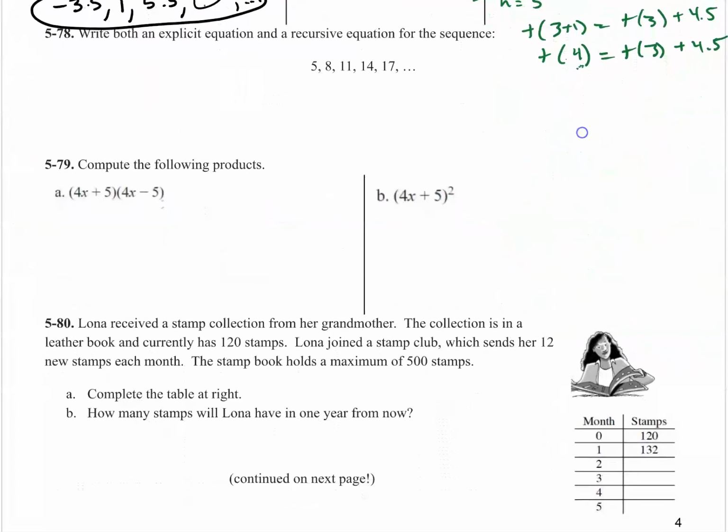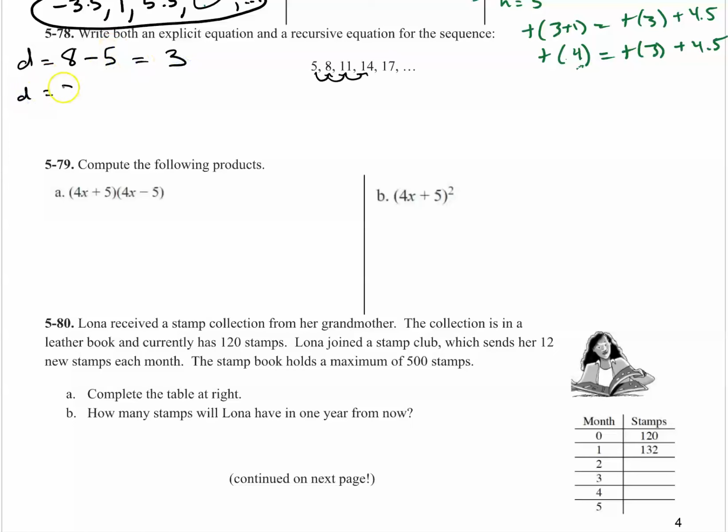All right, 5-78, write both an explicit and a recursive. Find the common difference. I still kind of like the shortcut where you take the second term, 8, and you subtract the first term, which is 5.